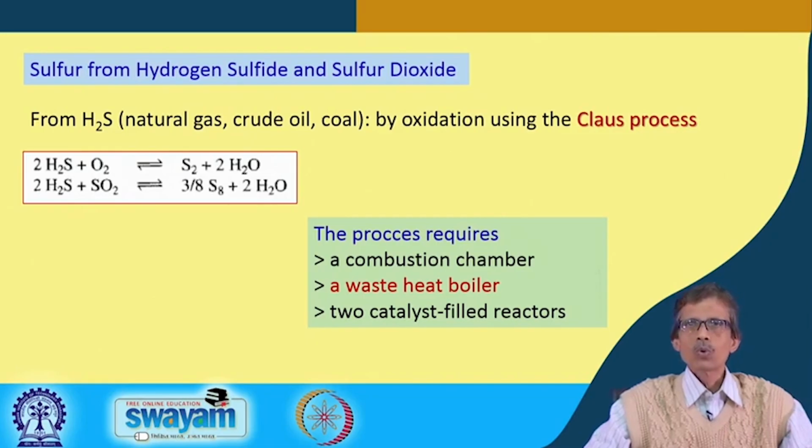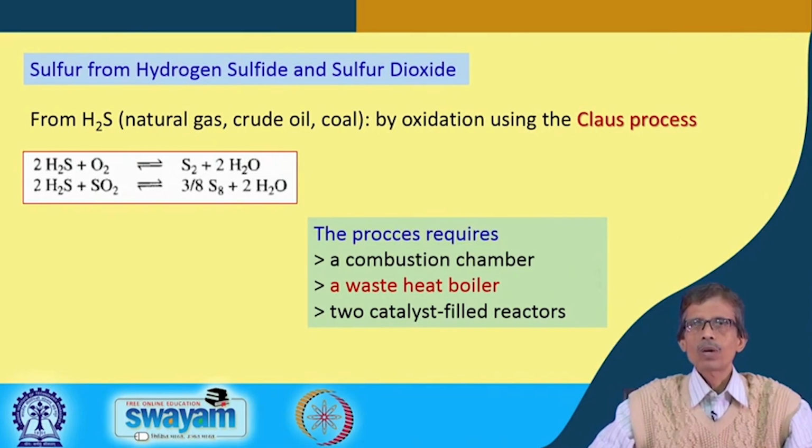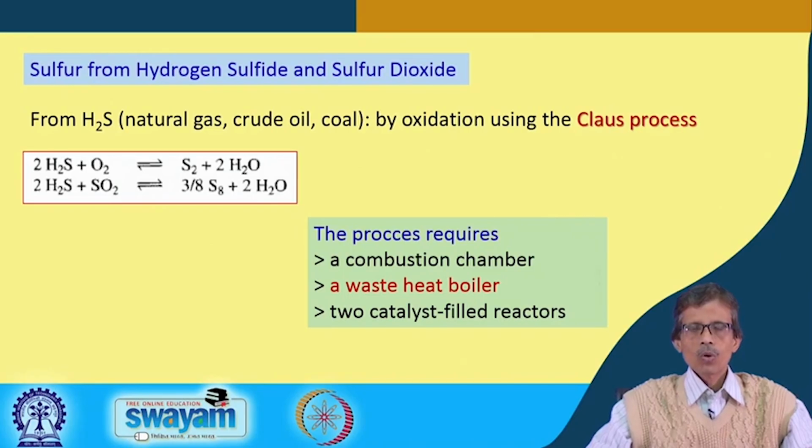One good source of H2S is natural gas, as we all now know, the CNG, and the crude oil or the coal. So, during the production of natural gas or compressed natural gas, that means the CNG, or during the production of crude oil, some amount of sulfur as well as sulfur-based compounds are eliminated as H2S.